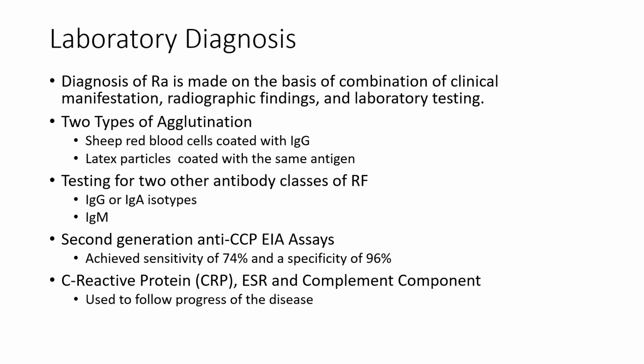C-reactive protein, or CRP, ESR, and complement components, which are used to follow progress of the disease, are among the tests used in the diagnosis of rheumatoid arthritis.